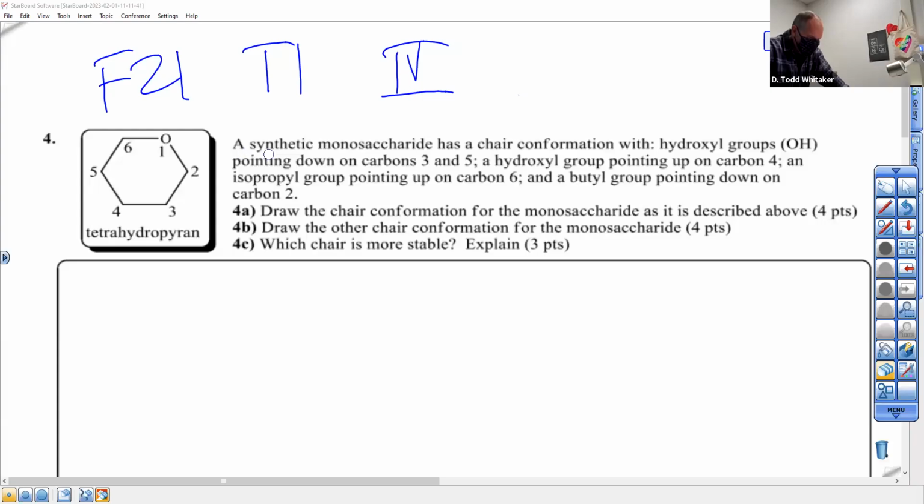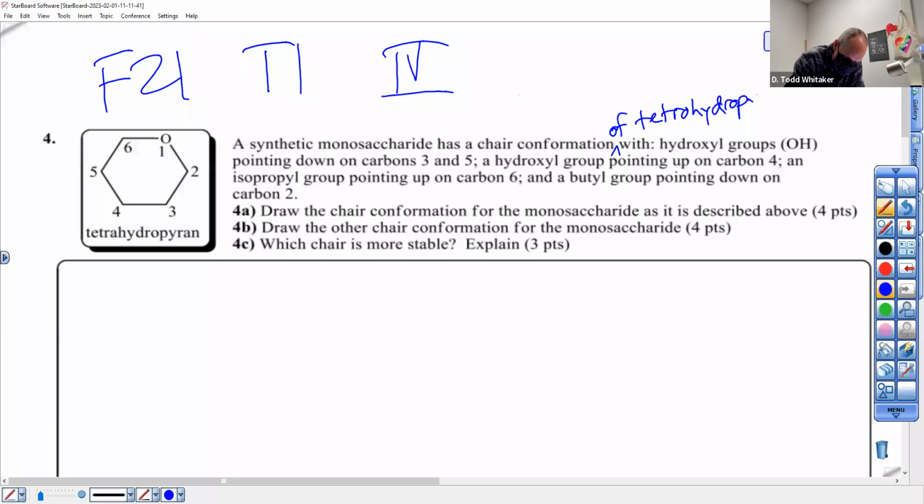We have a request to do a chair question. And you're told a synthetic monosaccharide has a chair conformation with hydroxyl groups pointing down. You know what? I've been asking the same question so long, I forgot a most important word here. A synthetic monosaccharide has a chair conformation of tetrahydropyran.